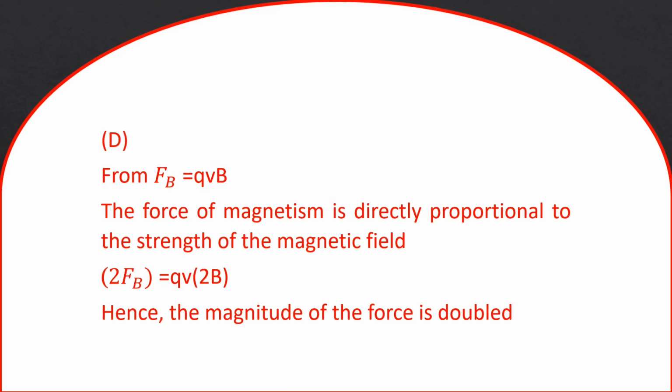So if I double the magnetic field, I have 2F_B equals Qv multiplied by 2B. So the magnitude of the force is doubled, meaning that option D is the correct answer.